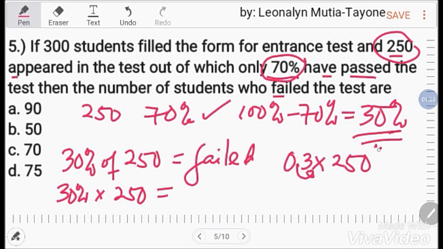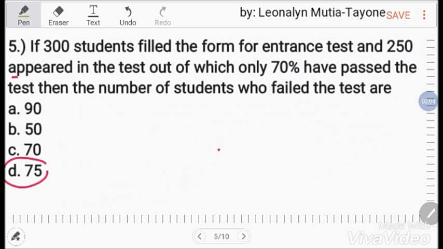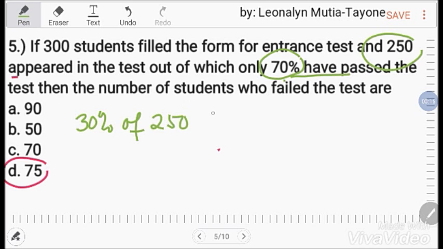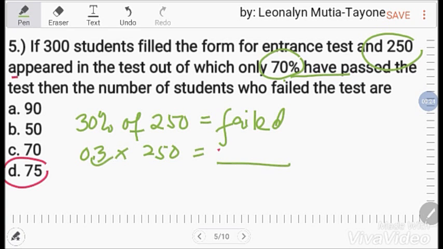Move mo lang dito ang decimal, i-cancel mo yan, that means tatlong 25, that is 75. Uulitin ko lang para mas klaro siya. Yung 70% ang pumasa. 70% of 250. That means 30% of 250 ang hindi pumasa. Kaya, 0.3 times 250, yan yung sagot natin. Minove natin ang isa, kinancel natin ang isa, kaya 75 ang sagot.